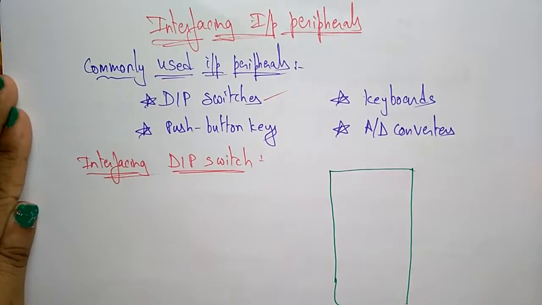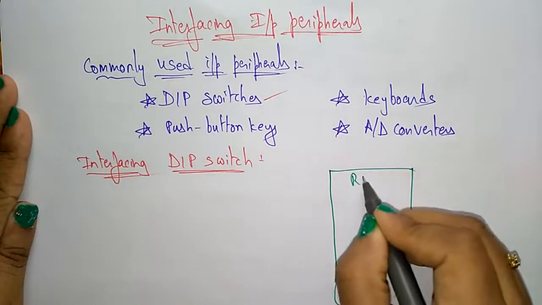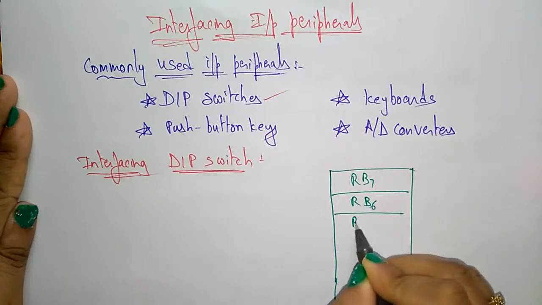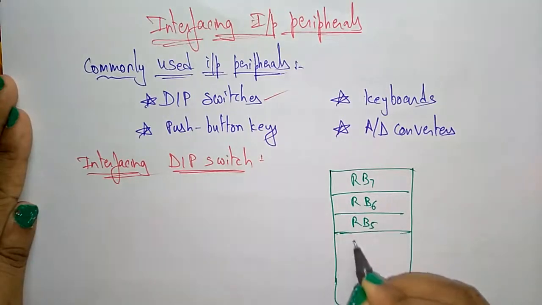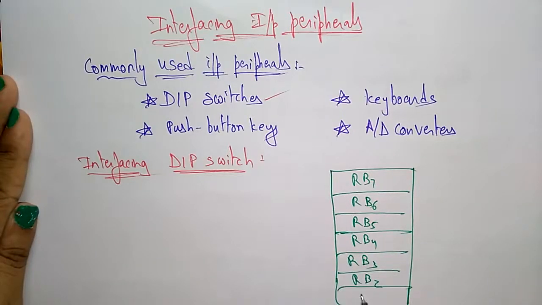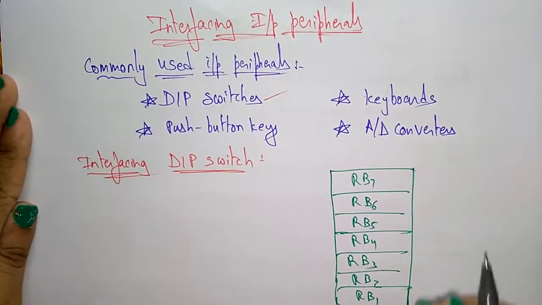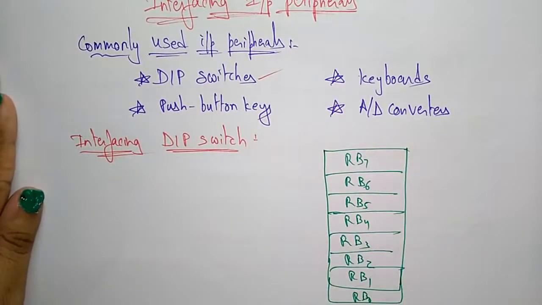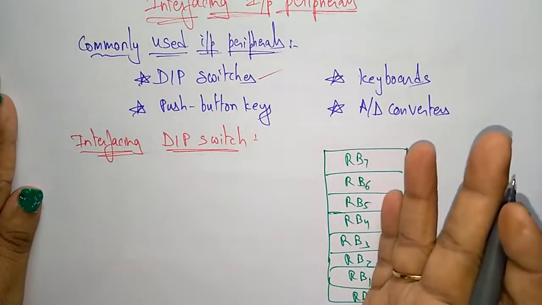Here are some of the registers that are there: RB7, RB6, RB5, RB4, RB3, RB2, RB1 and RB0. So these are the registers of port B. Let us assume that port B is acting as an input, since port B acts as an input output port. So let us take it as acting as an input port.